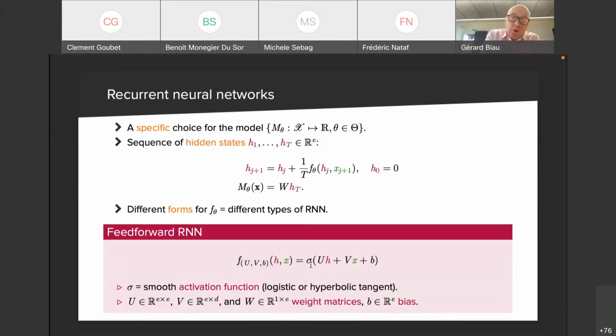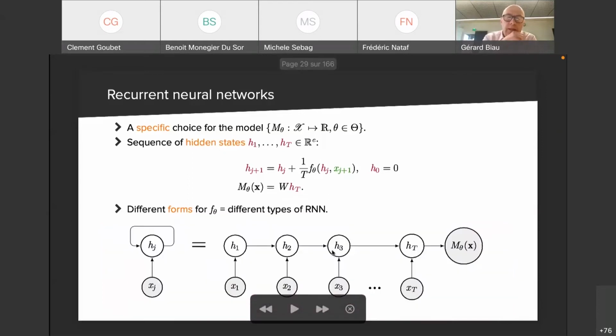So it's called the feed-forward neural network, but there are other models, GRU, LSTM, etc., that also fall in this model, and I will discuss this a little bit later in my presentation. So the unknown parameter in this business is theta, so U, V, b, and eventually W, the last layer, the output.